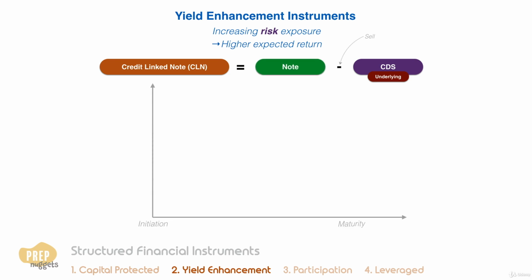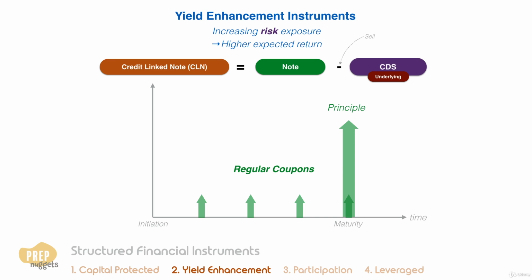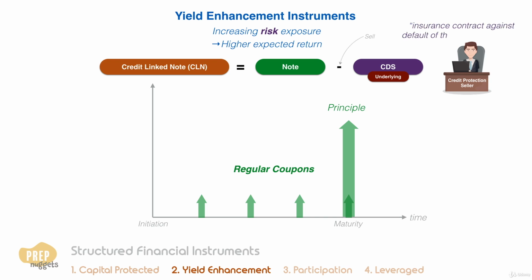Firstly, a note by itself pays regular coupons and the return of principal at maturity. To enhance the yield of this note, the issuer takes the position of a CDS seller on some underlying asset. A CDS can be likened to an insurance contract against default of the underlying asset. As a seller, the issuer receives regular premiums from the buyer of the CDS.